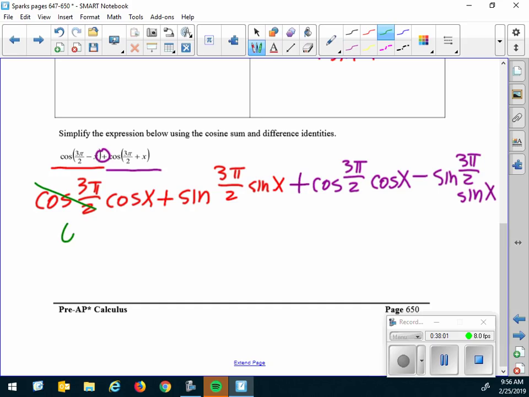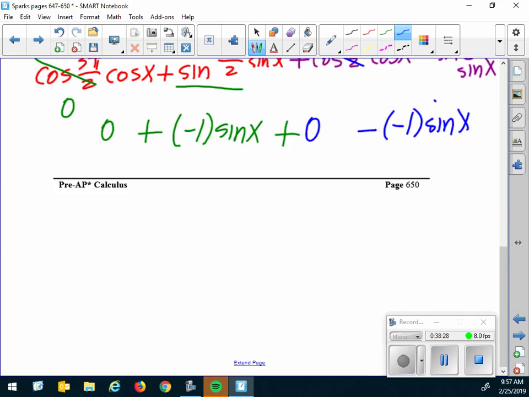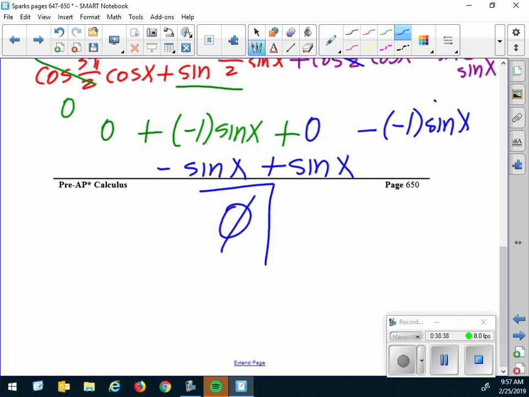Cosine of 3 pi over 2 is 0. So I have 0 plus. The sine of 3 pi over 2 is negative 1. Plus cosine of 3 pi over 2 is 0. Minus the sine of 3 pi over 2 is negative 1. So what's this give me? This gives me negative sine x plus sine x. That thing is 0. Huh. That's it. 0.